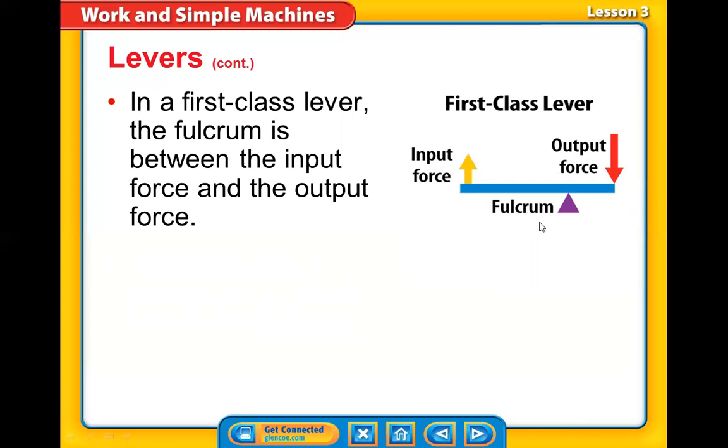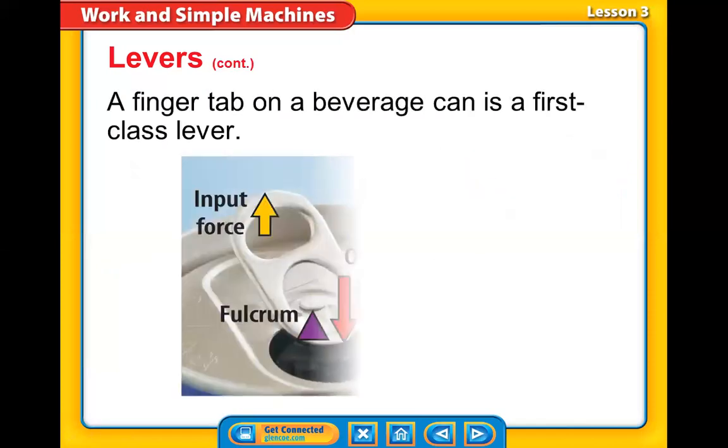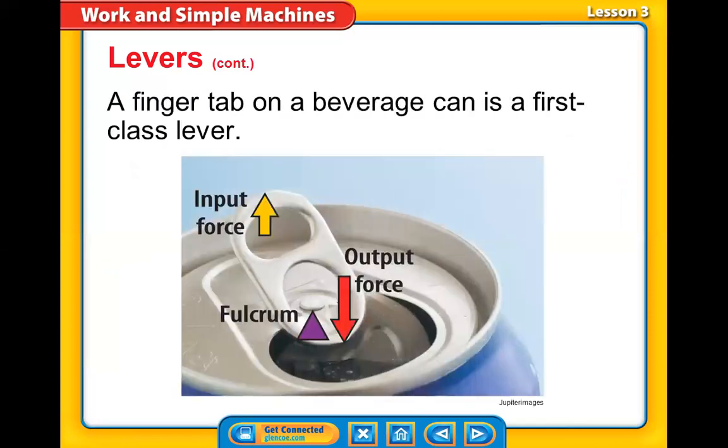The first one, we call it first class lever. We call it first class lever because it has the fulcrum in between the input force and the output force. Also because the directions of the two forces are opposite. Like the one that we see here, like the finger tap on the beverage can. It's a first class lever. Why do we call it a first class lever? Because it has the fulcrum in between the input force and the output force. Also, the input and the output force have different directions.